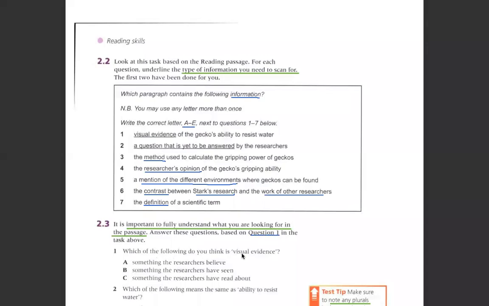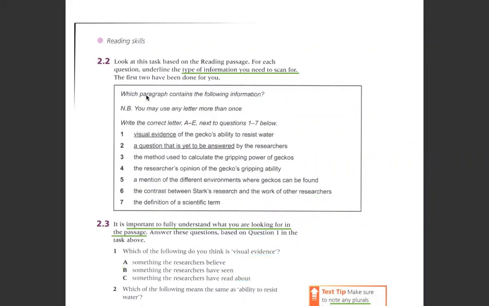It says, which of the following do you think is visual information? So we need to find visual information of the gecko's ability to resist water. So it's visual information, A, something the researchers believe, B, something they've seen, or C, something they've read about. Please type A, B, or C in the chat box. What does visual information mean? Yeah, definitely B, right? Visual, something we can see.